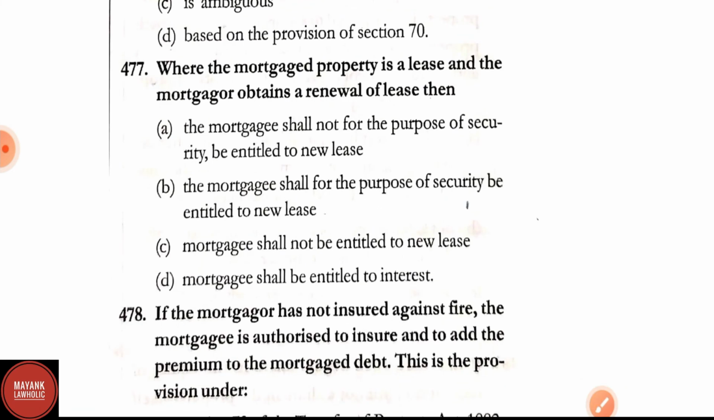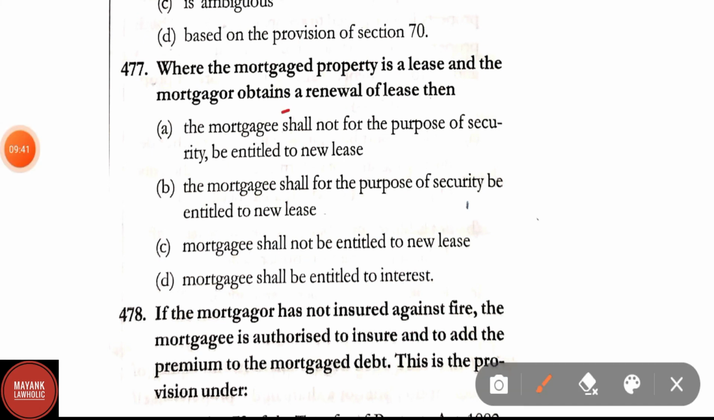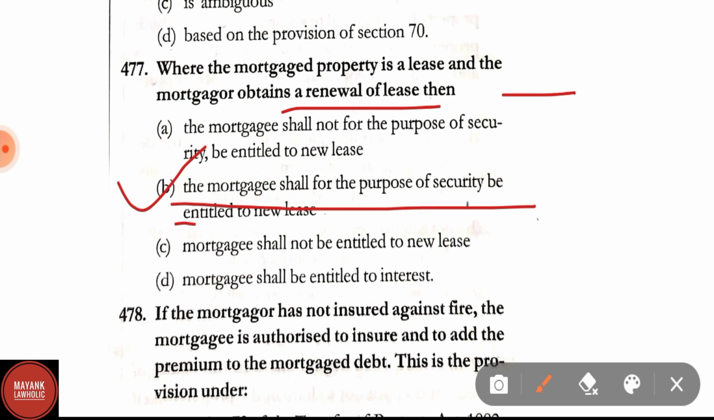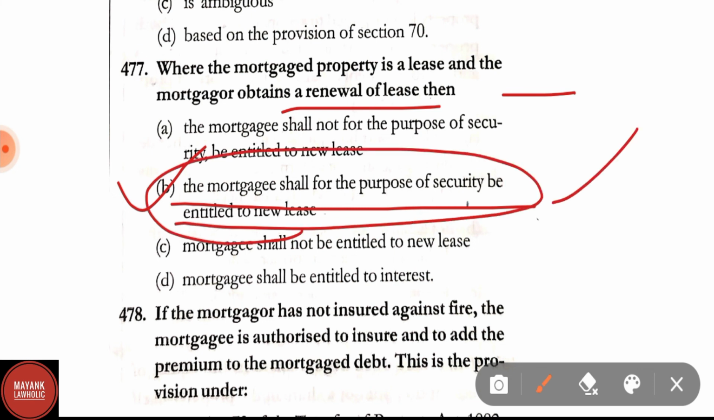Question number 477. Where the mortgaged property is a lease and the mortgagor obtains a renewal of the lease, then option A, the mortgagee shall not for the purpose of security be entitled to the new lease. Option B, the mortgagee shall for the purpose of security be entitled to the new lease. Option C, the mortgagee shall not be entitled to the new lease. And option D, the mortgagee shall be entitled to interest. Here the correct answer is option B, the mortgagee shall for the purpose of security be entitled to the new lease.